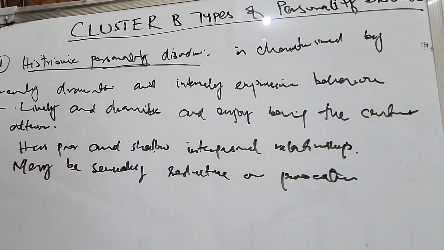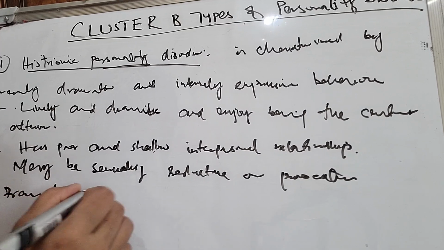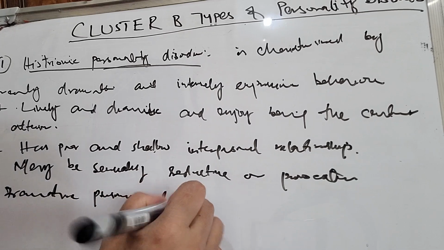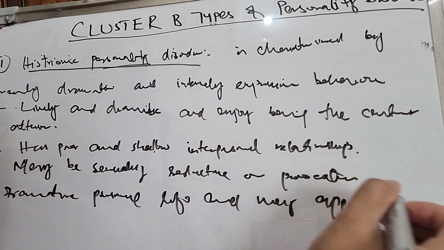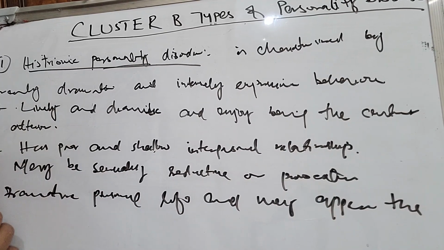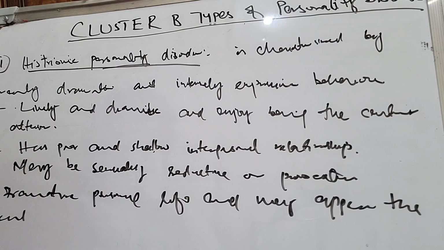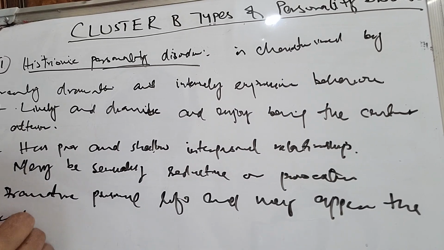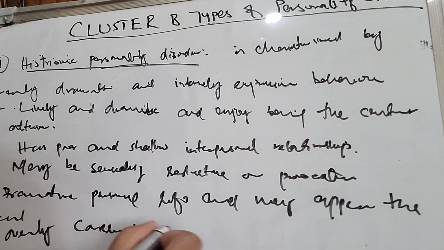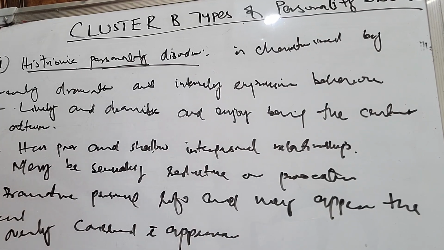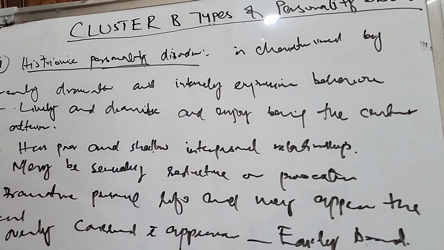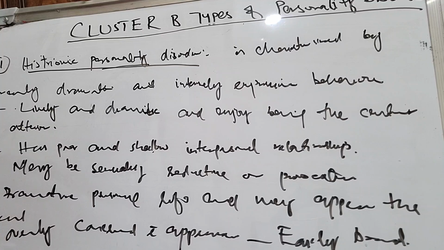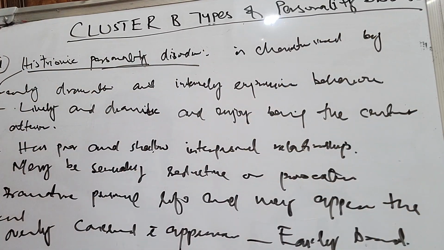Number D, dramatize personal life and may appear theatrical. Overly concerned with appearance. The patient is overly concerned for his appearance. Easily bored. So this is histrionic personality disorder, characterized by overly dramatic and intensely expressive behavior. These problems are all happening with this type of patient.